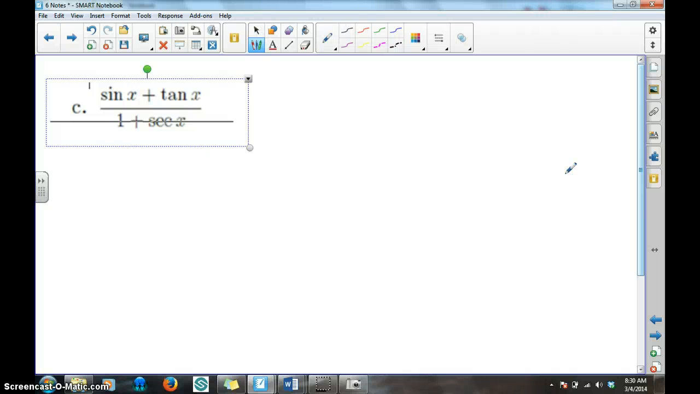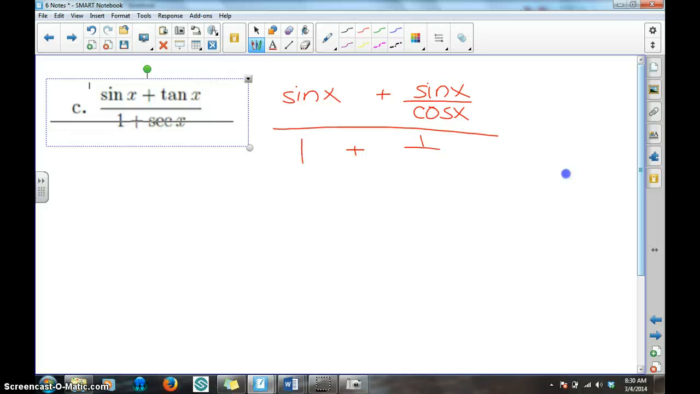First thing I look for is, is there anything squared? If anything is squared, I want to go to my Pythagorean identities. There's not. So my second option is to change everything to sine and cosine. This is already a sine, leave it alone. I'm going to change this to sine over cosine. That's my quotient identity for tan. It's a legal substitution. I'm going to leave my 1 a 1, and I'm going to change secant to 1 over cos.